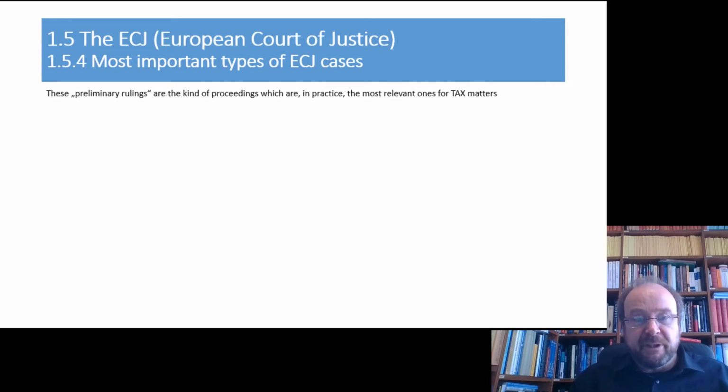A preliminary ruling will always end up directly in the hands of the European Court of Justice in the strictest sense, so of the court with the highest judges, because here it's a matter of uniform interpretation of EU law, and that always is a case for the highest judges.